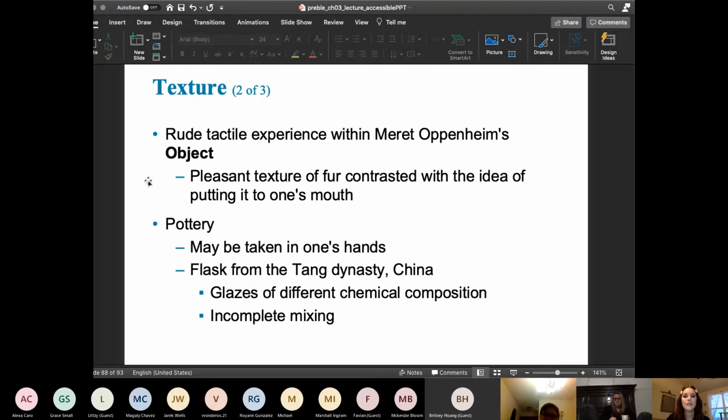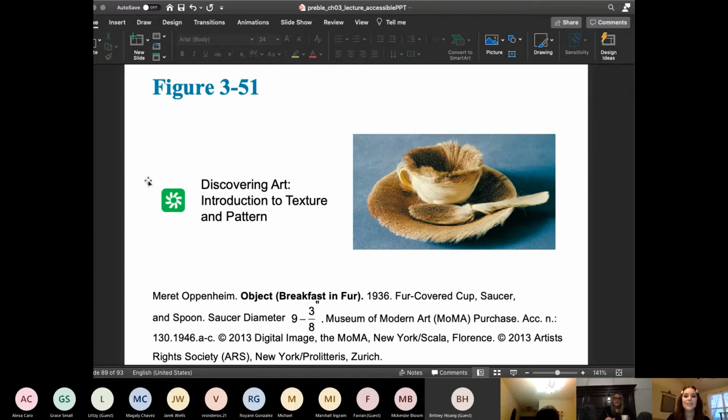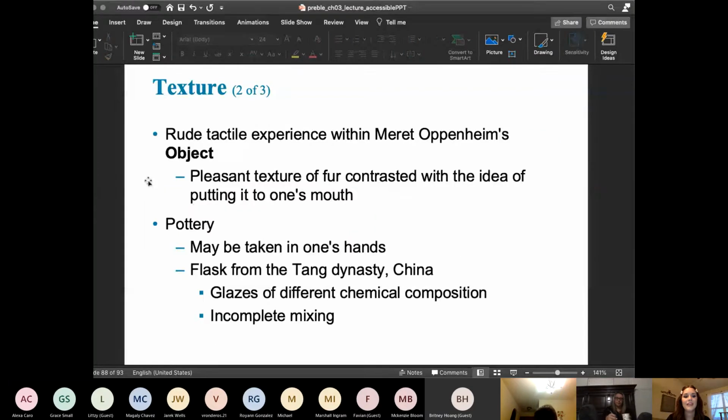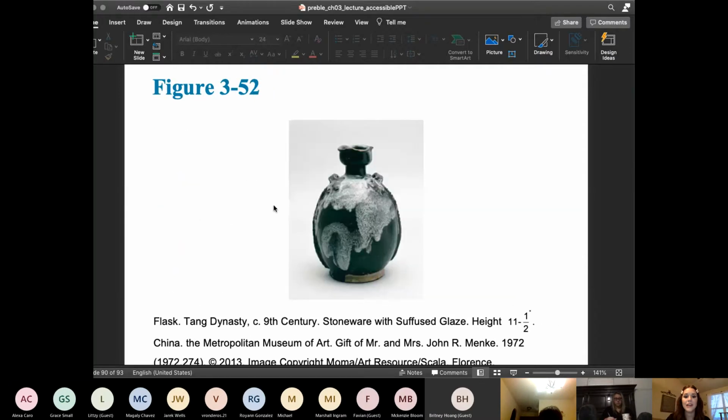A great example of an art piece that has texture is Meret Oppenheim's Object, which is this sculpture here. It clearly has texture. Texture is fur. Another example of texture can be seen in the pottery from the Tang Dynasty. They would use a particular glaze that had a chemical composition that created a bubbling effect.